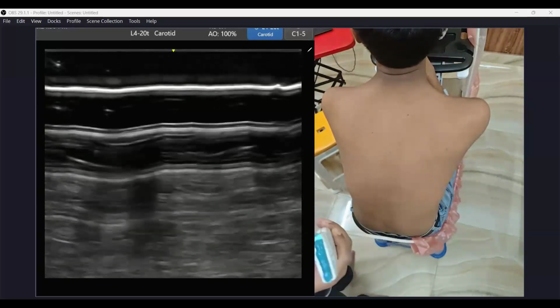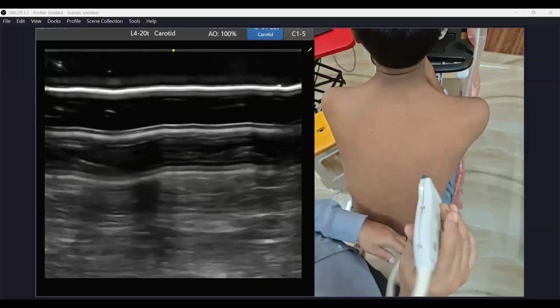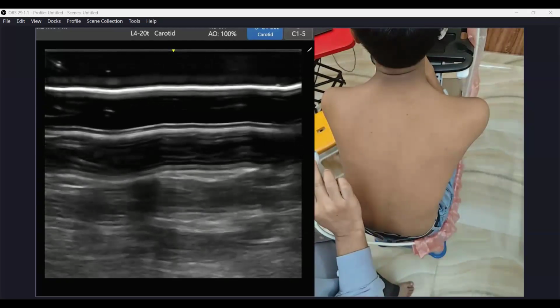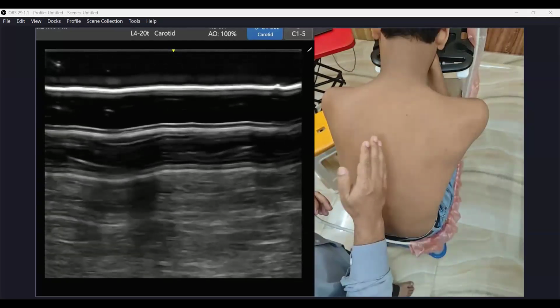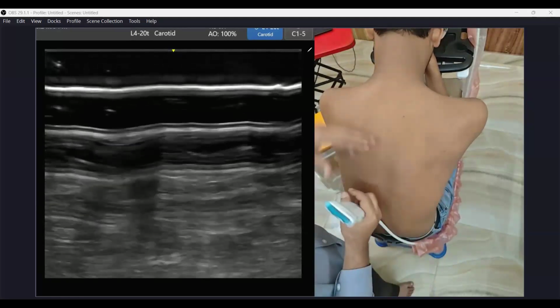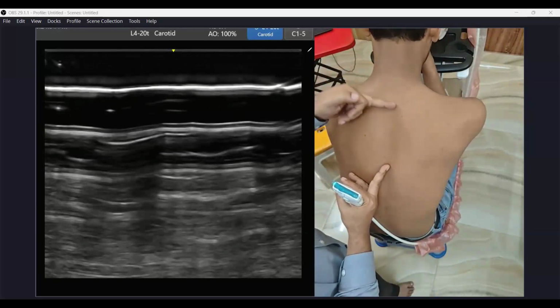So anyway, this is the linear probe. Let us see how we can see with the linear probe. Then I will actually show you with the curvilinear probe also. So here, first think that this area is our thoracic spine, just for an idea of which area is what.